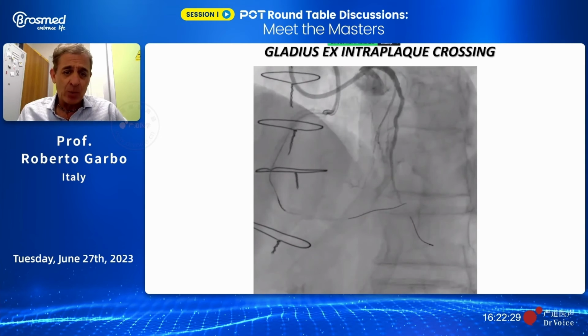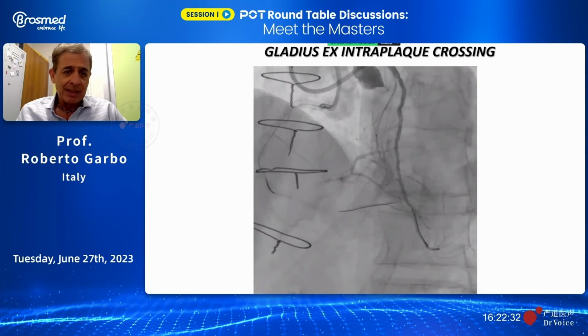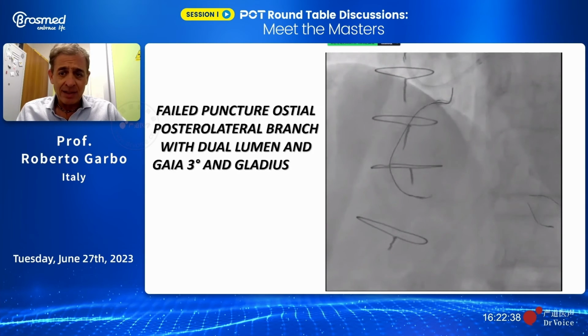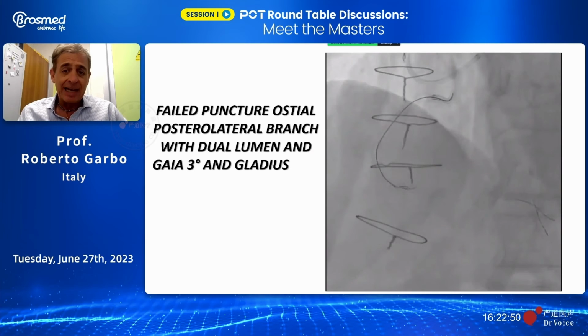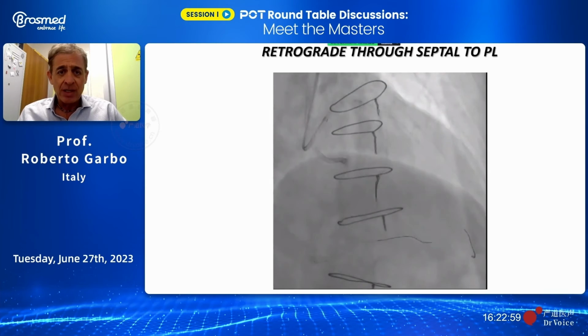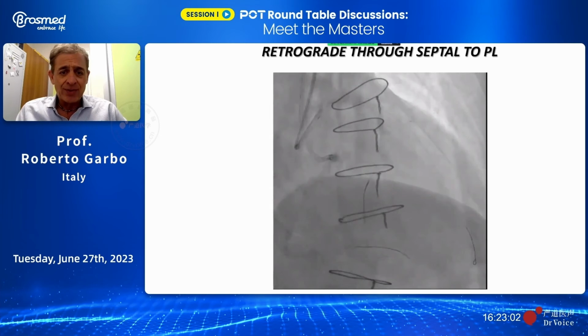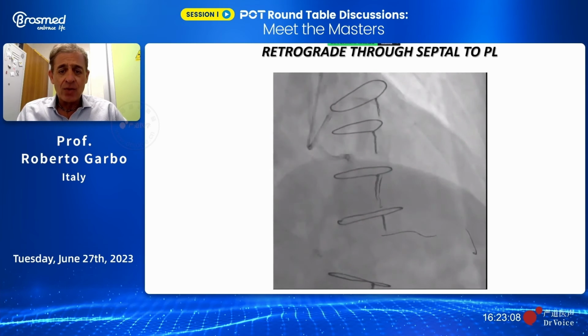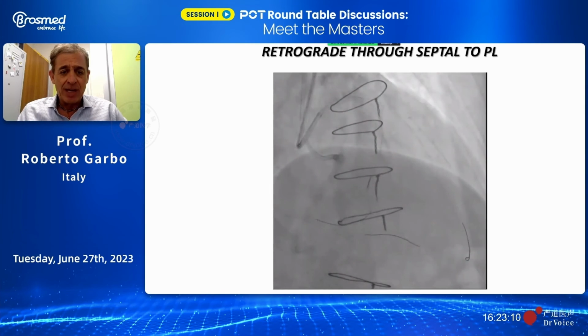The first option in my mind was to take a dual lumen catheter and try to puncture from antegrade. And this is the fluoroscopy registration of the attempt to puncture with the dual lumen with the Gaia and the Gladius, but I failed. I had no chance to engage the ostium of the occlusion. So at this point, the only chance was switching to retrograde from the first septal. This is the SUO 3. See how fast the SUO 3 crosses this complex septal connection.